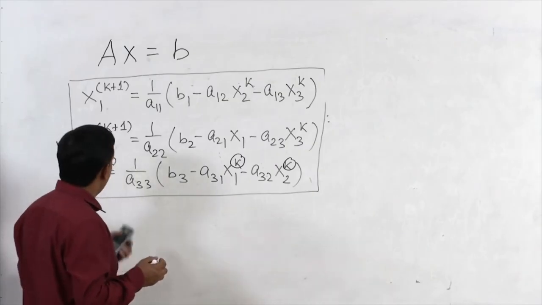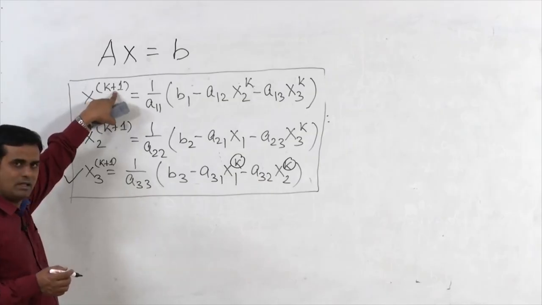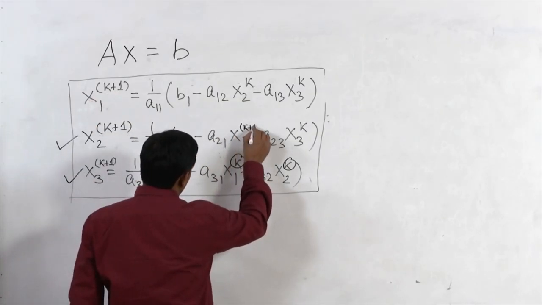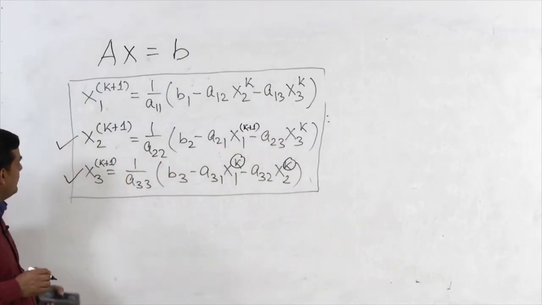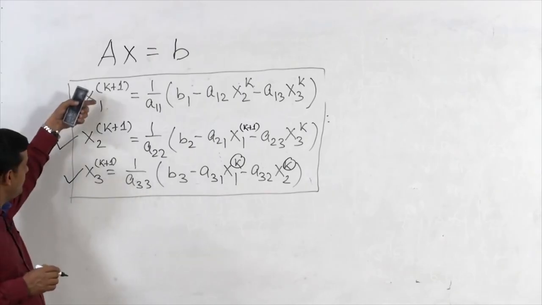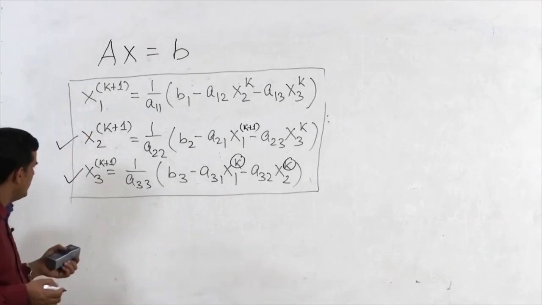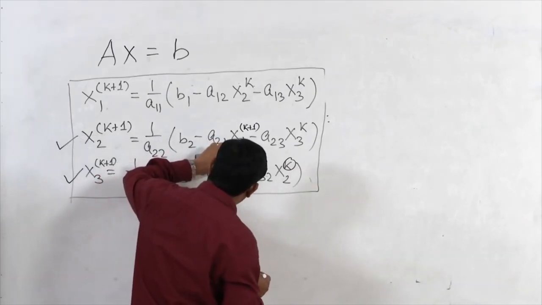For example, in the first equation, I will calculate x1 at the k plus 1 iteration. From the first and second equations, I will get the values of x1 and x2 respectively in the k plus 1 iteration, and in the third equation I will use these new values.